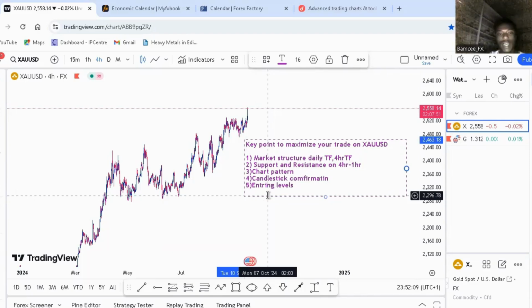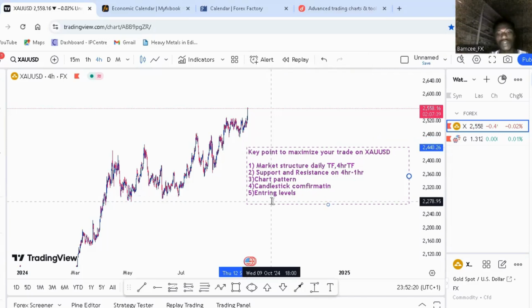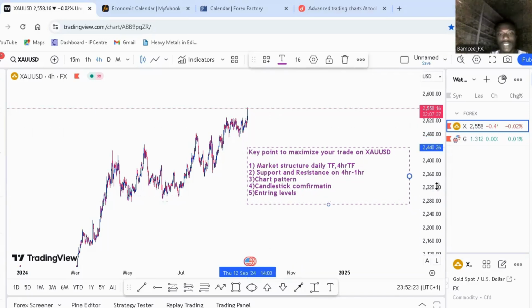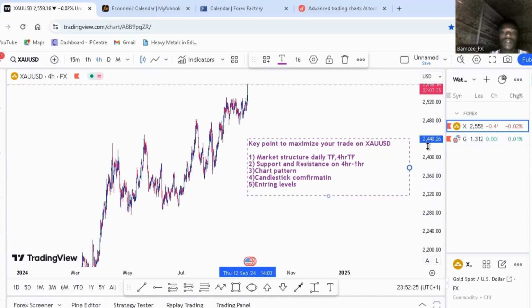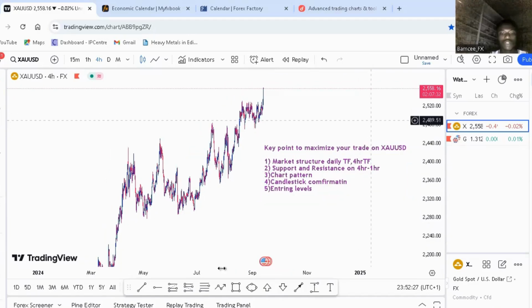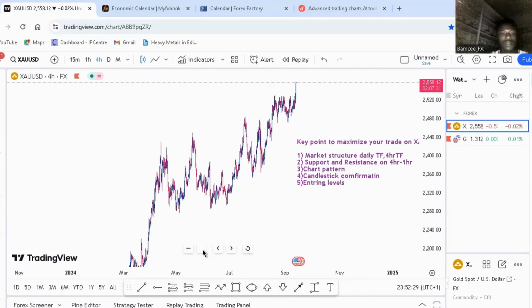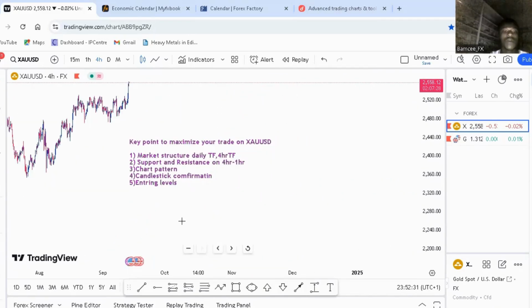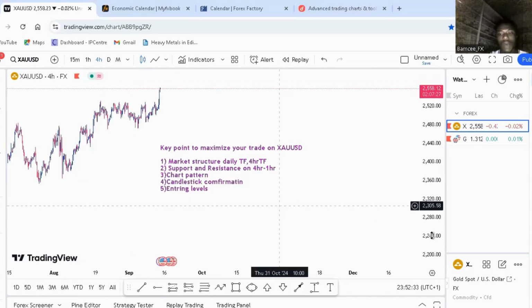All you need to look out for is how to buy, where to buy, because you have already concluded that the structure of the market is bullish. The overall time frame is bullish. The market structure is bullish, so there's nothing to look out for on the sell side. Understand?